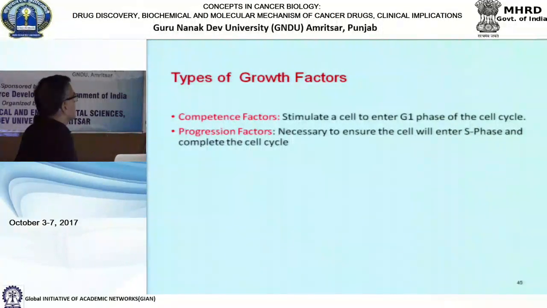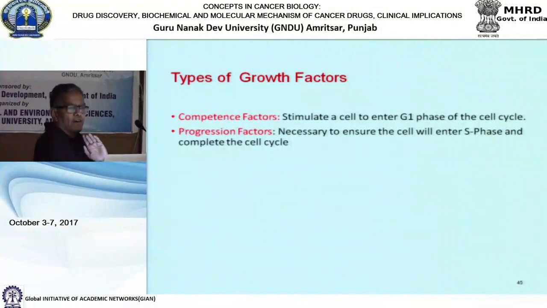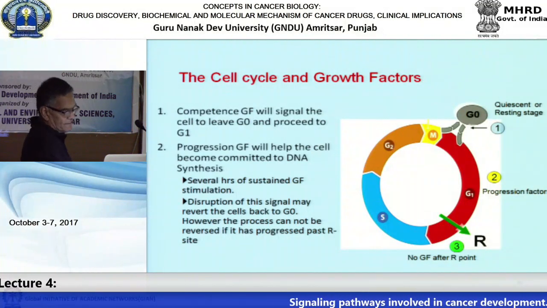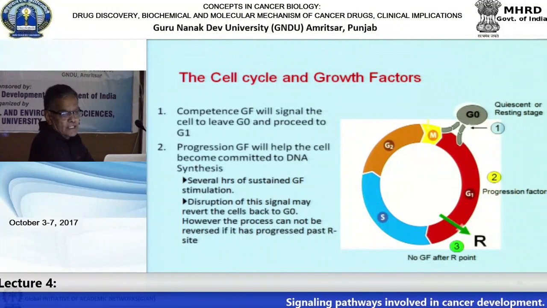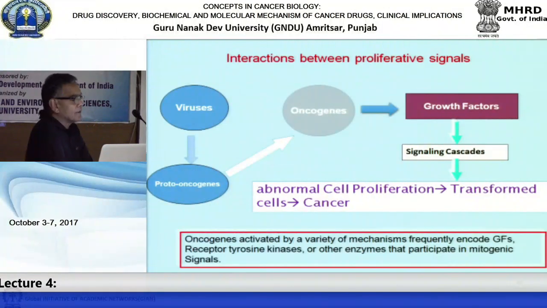They're called the progression factors. They are necessary to ensure that the cell will enter S phase. And as we said, growth factors are important only during the G1 phase, and once it reaches the restriction point, the growth factor function is over. So now you have two different regions, and after this R, no GF is required, or there is no GF function. The way I've shown here is a quiescent or resting stage, and then you have progression factors, and then you have the no growth factor requirement.